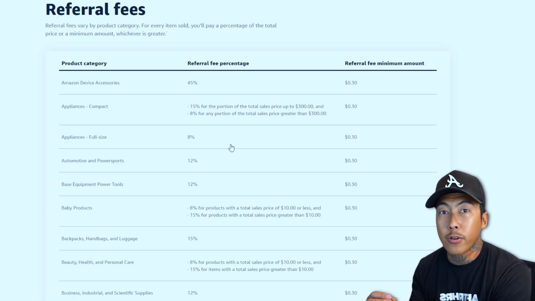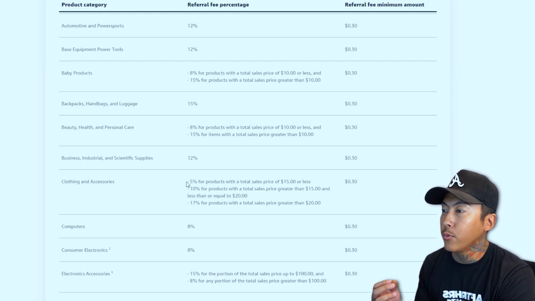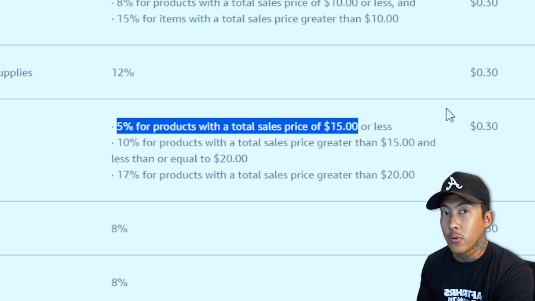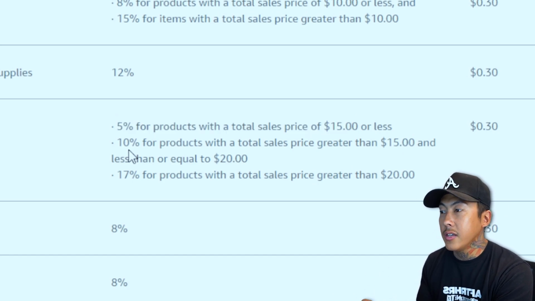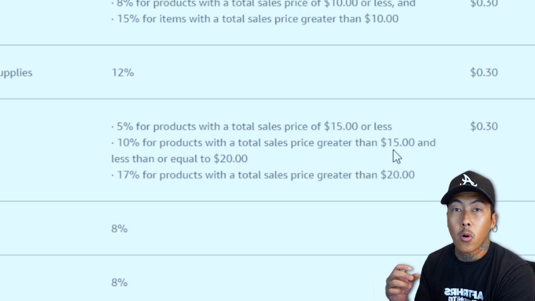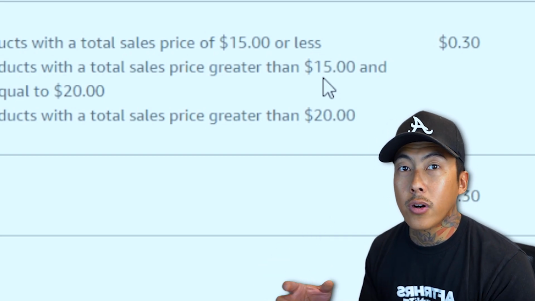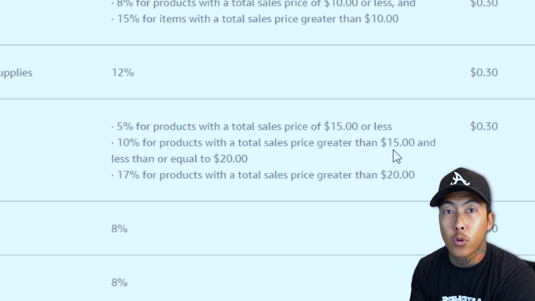So when it comes to referral fees, it depends on the product that you are selling. If you are starting off with clothing, it's 5% of products with a total sales of $15 or less. So if you are selling a product for less than $15, you are paying a 5% fee. 10% for products with a total sales price greater than $15 and less than or equal to $20. So anywhere from $15 to $20, you are paying 10% in fees. Now 17% for products that are over $20.